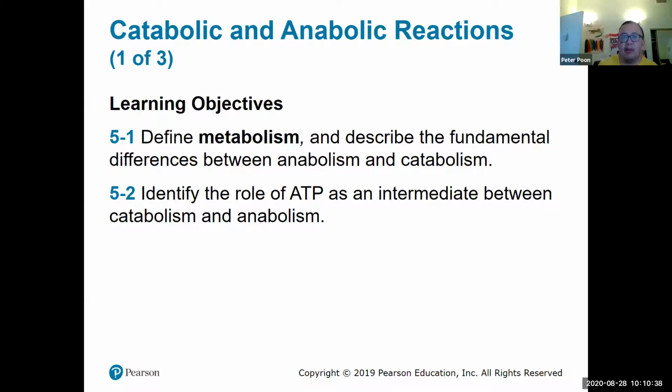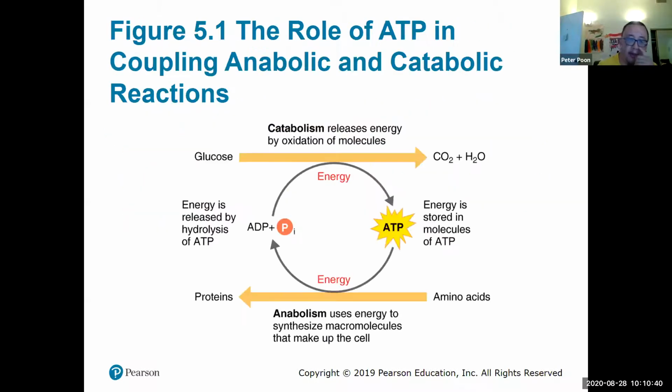Define metabolism. We talked about this already. ATP is this thing in the middle. ATP is what goes in between anabolism and catabolism, because when we break down stuff, we get energy from breaking down stuff. We take that and we store it as ATP. When microbes build up stuff, they have to use energy, and that energy comes from ATP. Hopefully that makes sense.